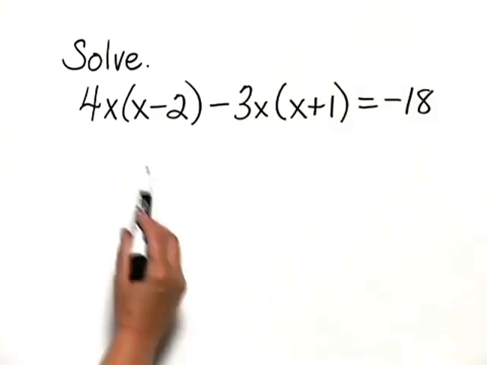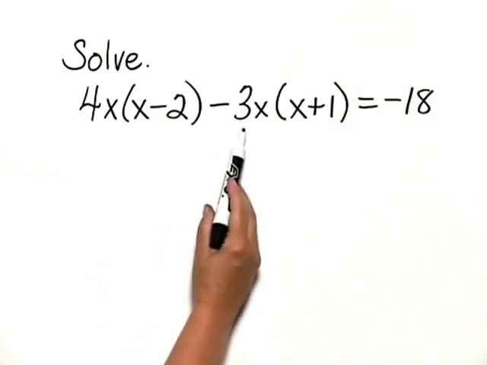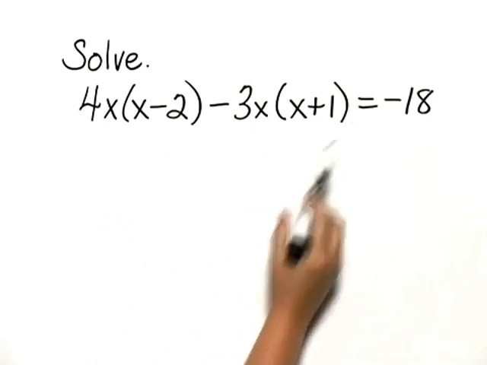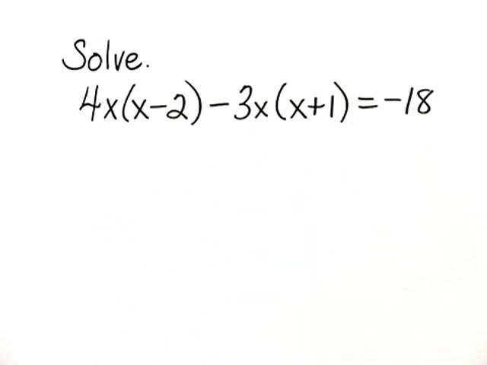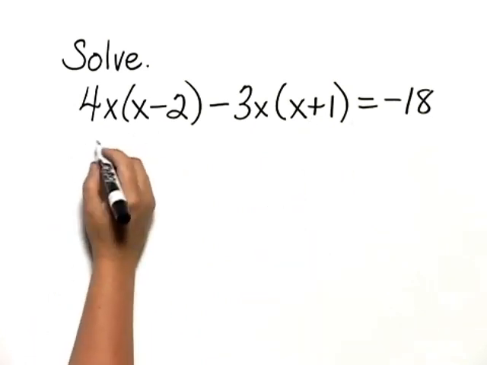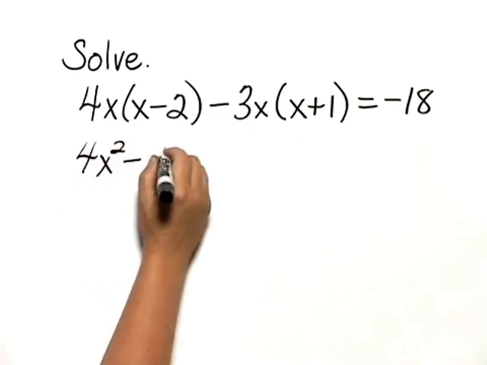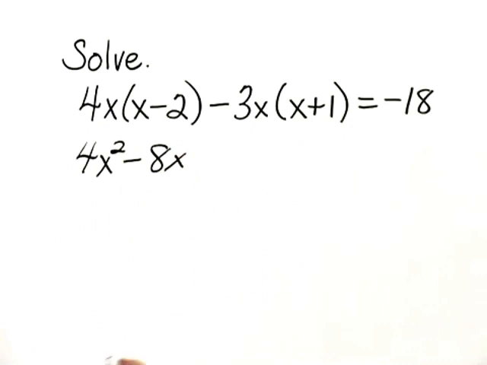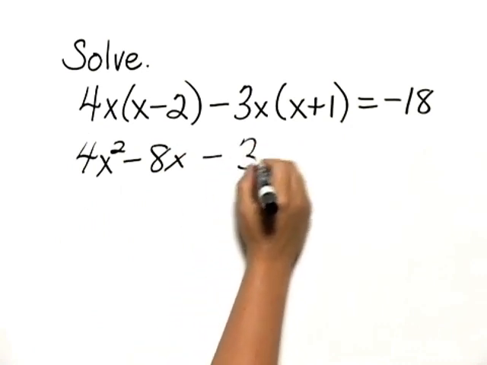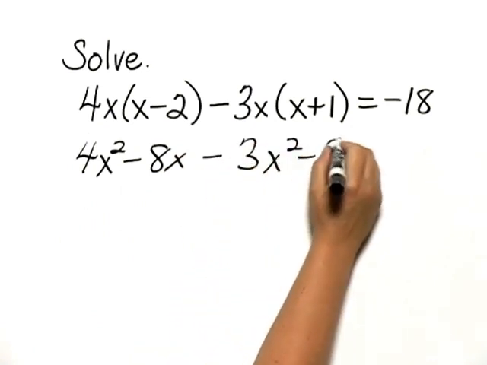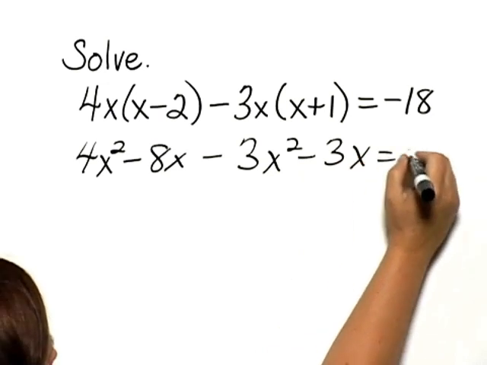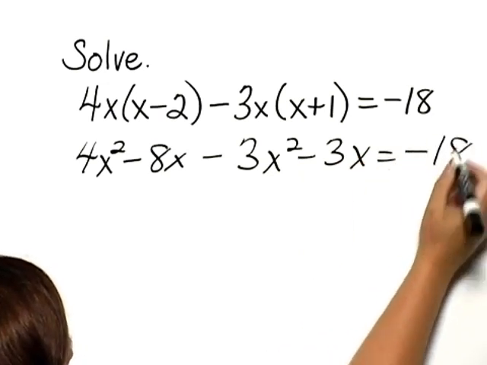Solve 4x times x minus 2 minus 3x times x plus 1 equals negative 18. We will multiply. We have 4x squared minus 8x minus 3x squared minus 3x equals negative 18.